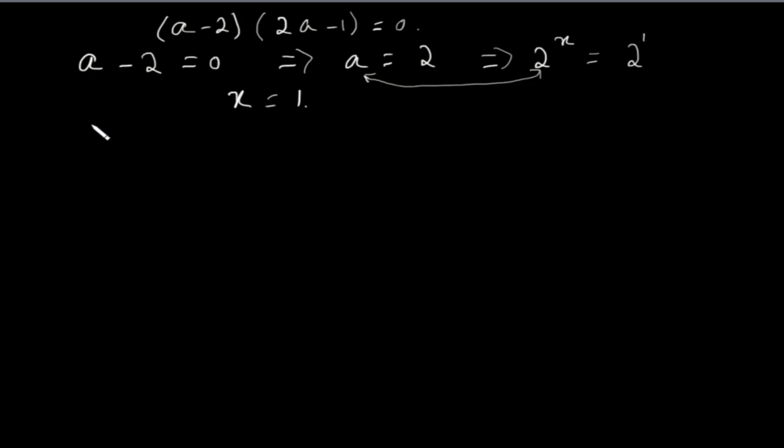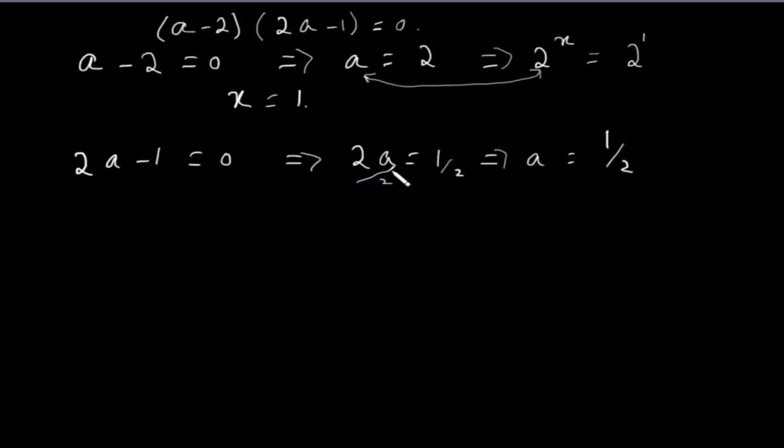Now for the second term, that is 2a minus 1 equal to 0. We can write it as 2a is equal to 1, and this implies that a is equal to 1 by 2. Here we are dividing by 2 on this side and on this side as well. So a is equal to 1 by 2.